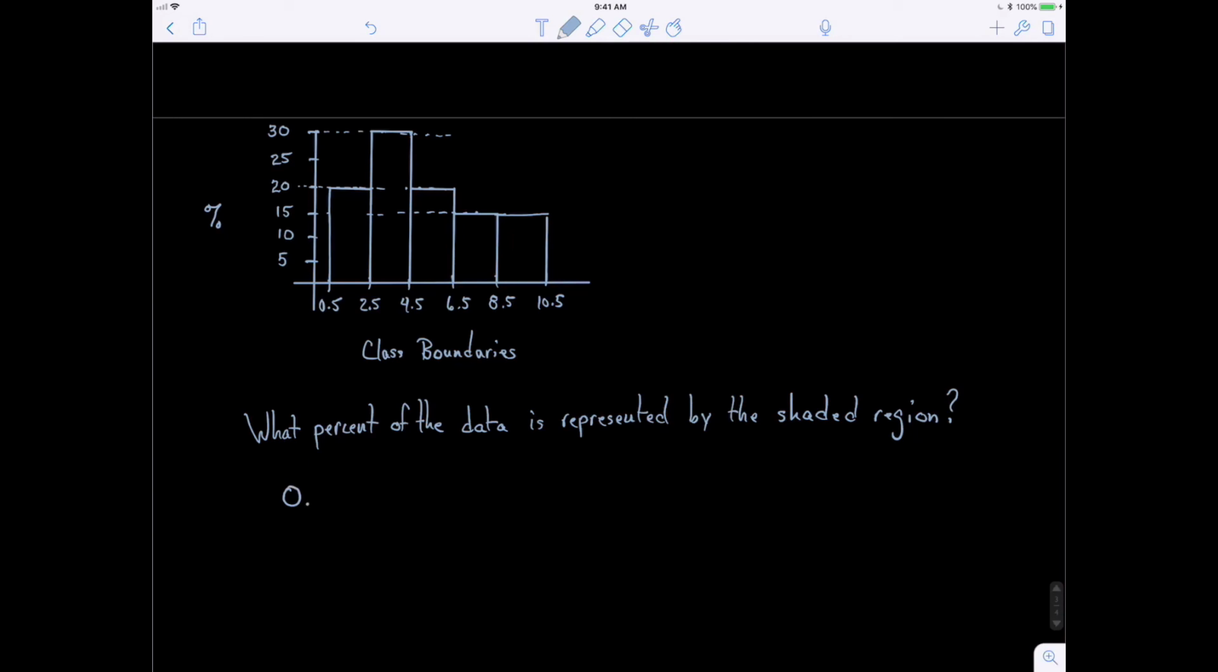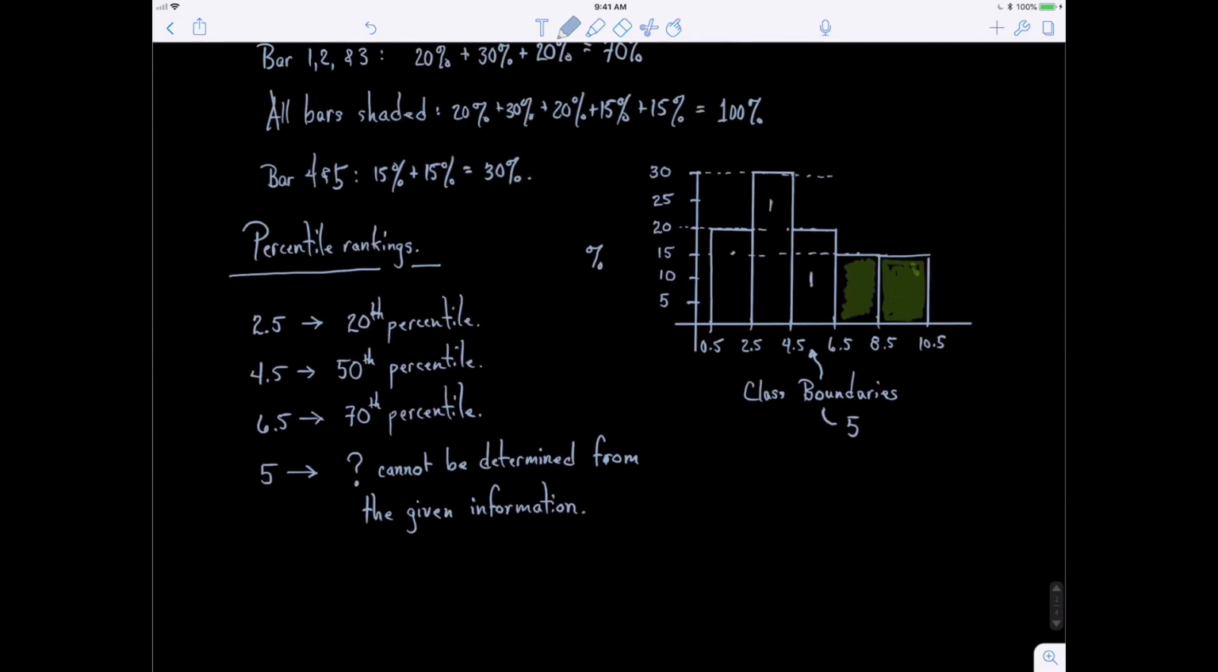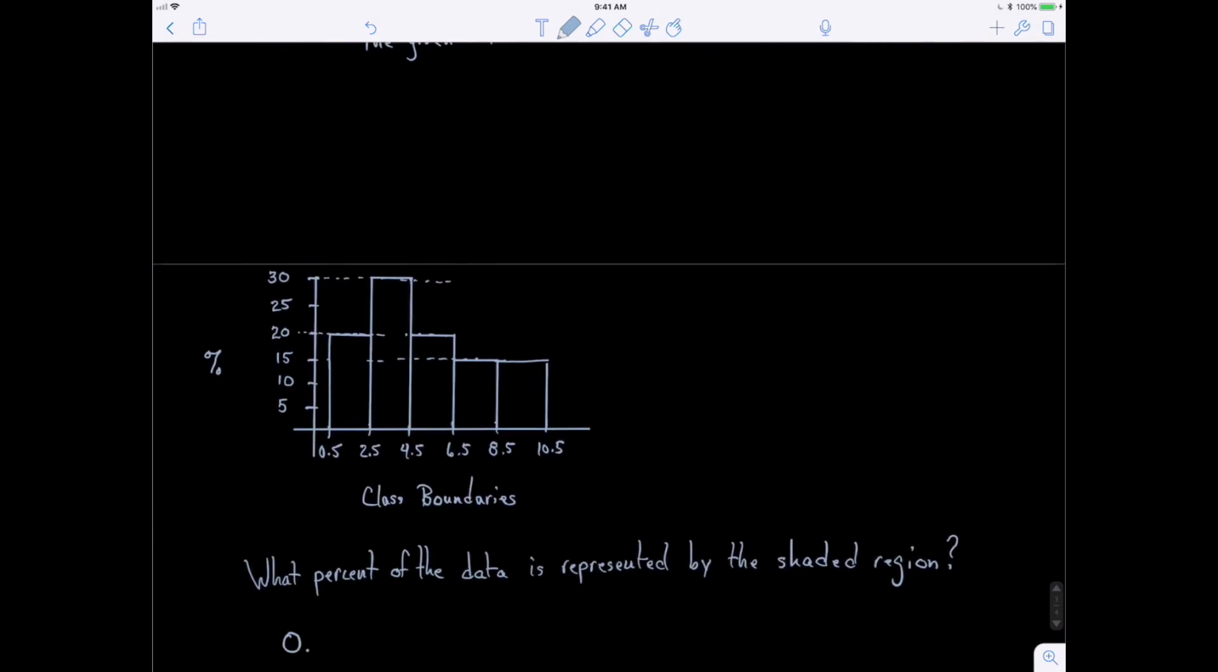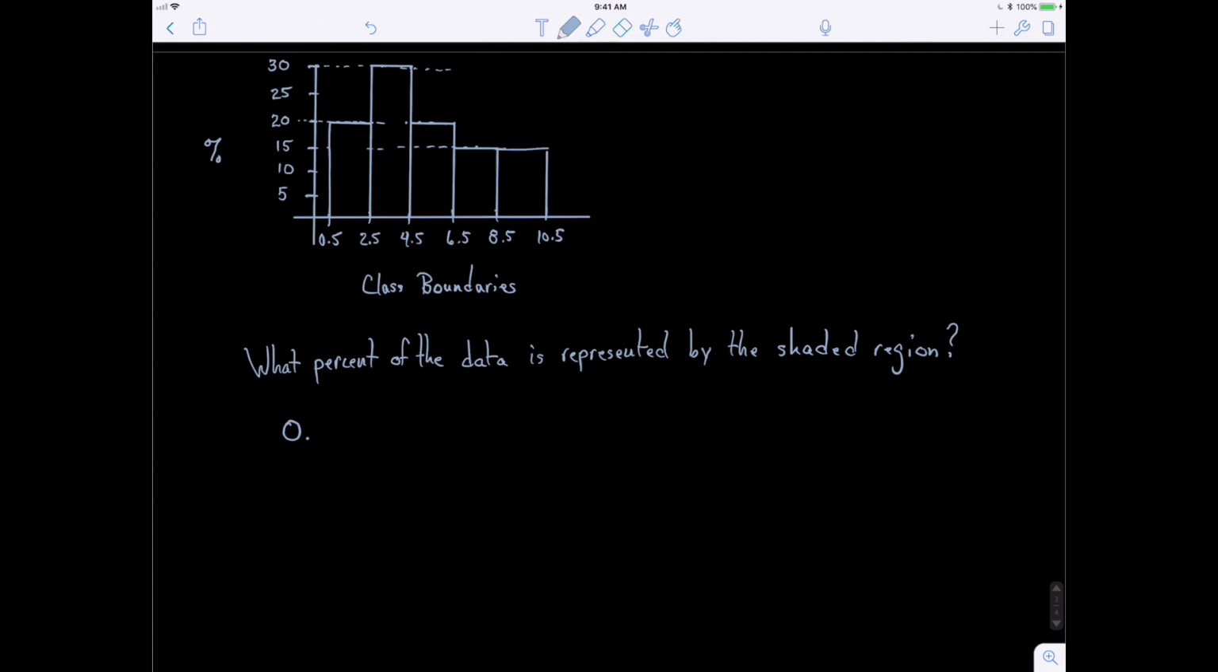So remember, if all is shaded, the answer is 100%. If nothing is shaded, the answer is 0%. And both of those answers are just as important as answers where we look at pieces in between, like this one. Those are all just as important as 0 and 100. And that is how we can use a histogram and shading a histogram and the area that's been shaded to represent the percentage of the data.